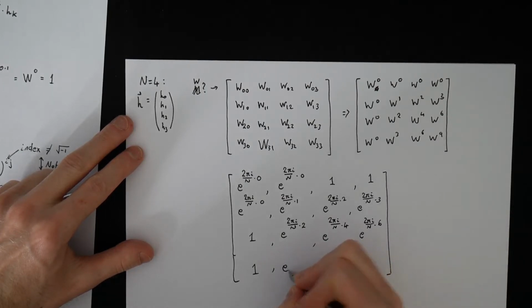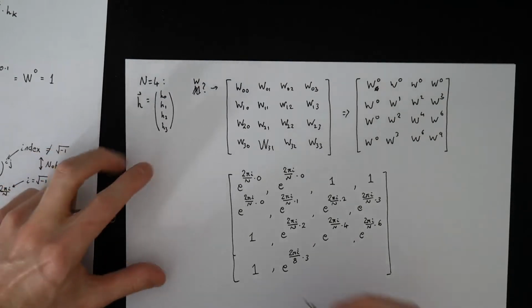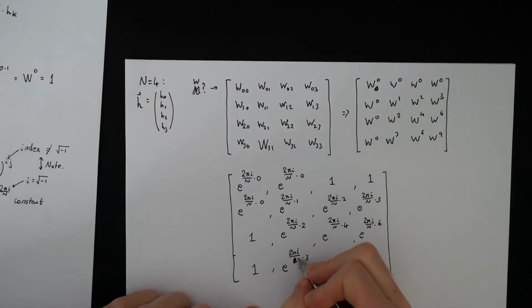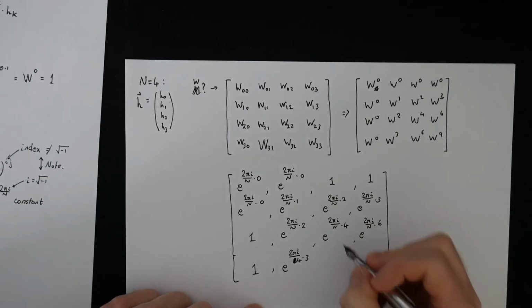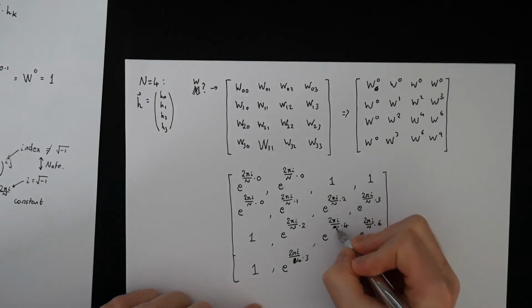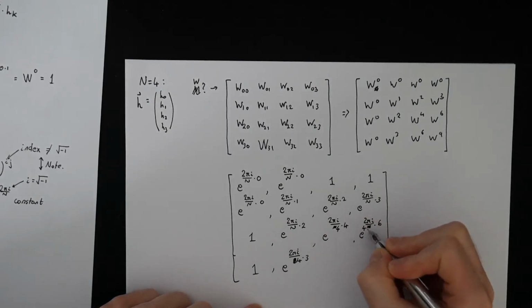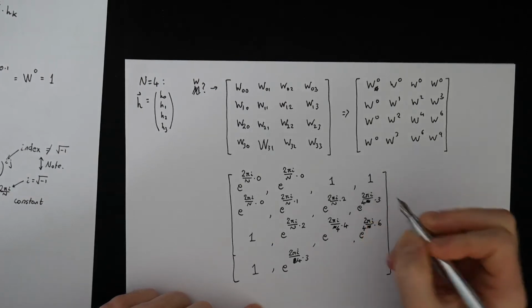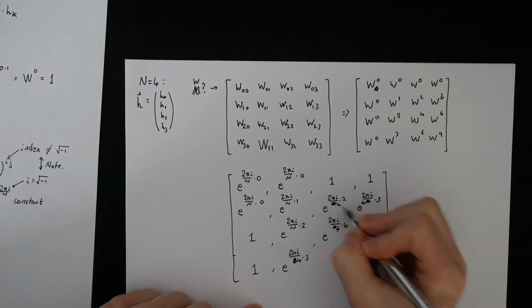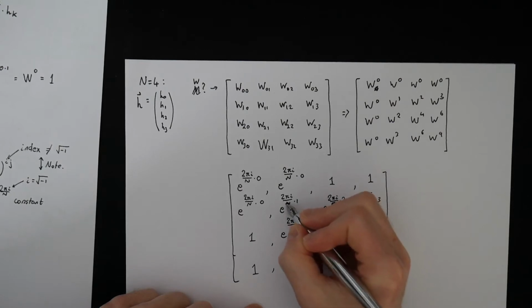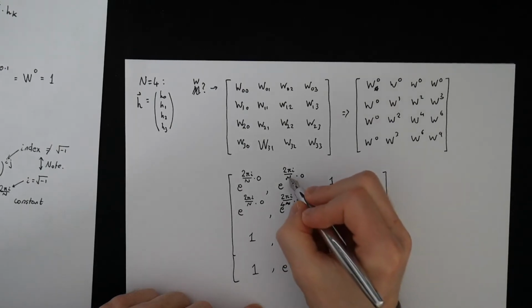E to the 2 pi i over, I'm going to leave this blank for a moment, times 3. I'm going to put the 8 in there. It's actually more clear if I, oh sorry, we're not doing 8, we're doing n is 4. Let's change all of those actually: 4, 4, 4, 4. I hope it doesn't make it too unsightly to read.